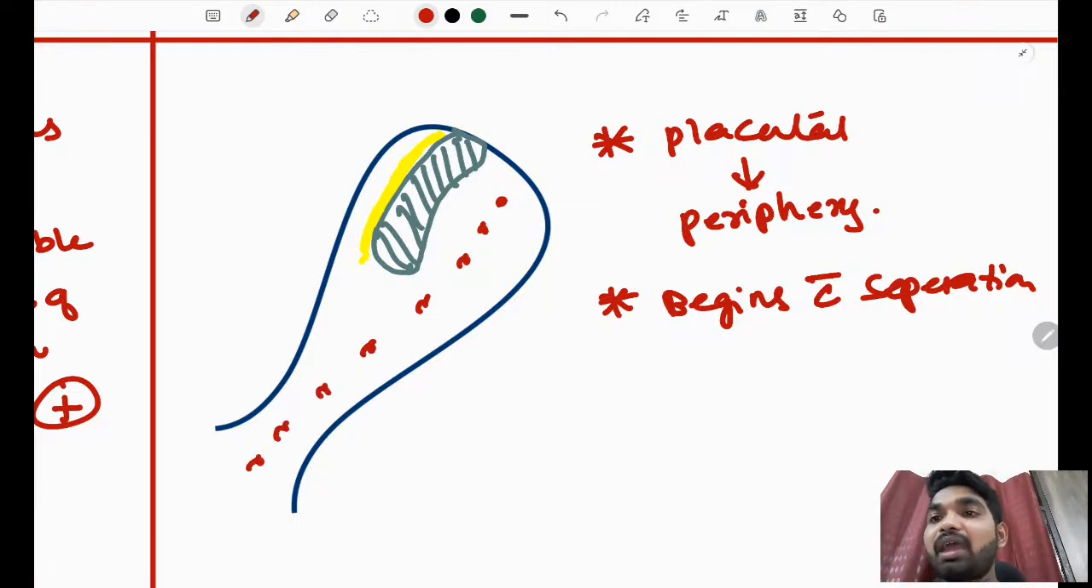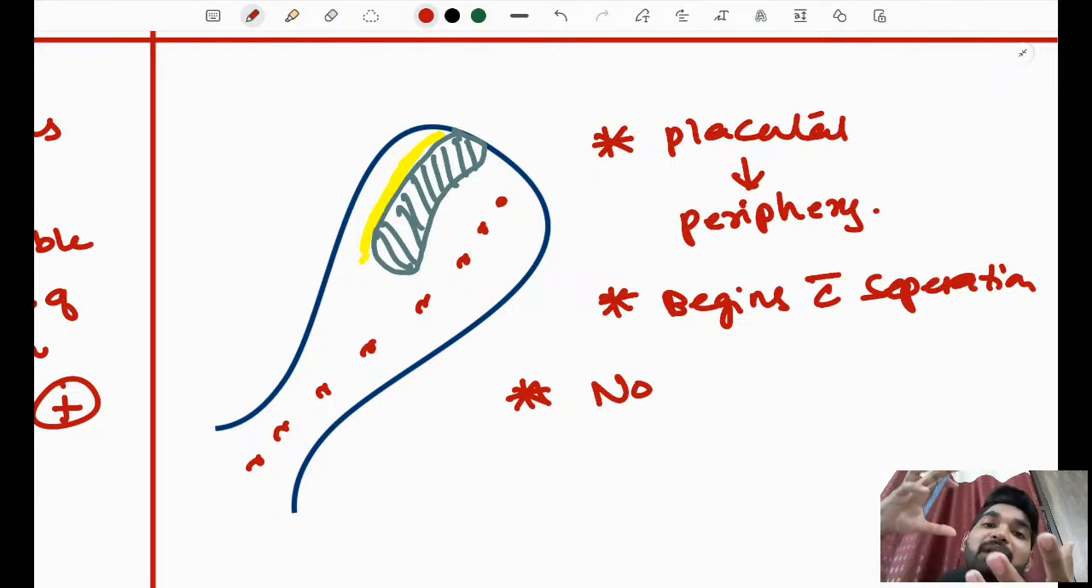Okay, and there is no retroplacental clot. In Schultz method, I told you, right, there is retroplacental clot formation. Okay, just behind the placenta clot anedi form avutundani chepparu kada. So here there is no clot formation.